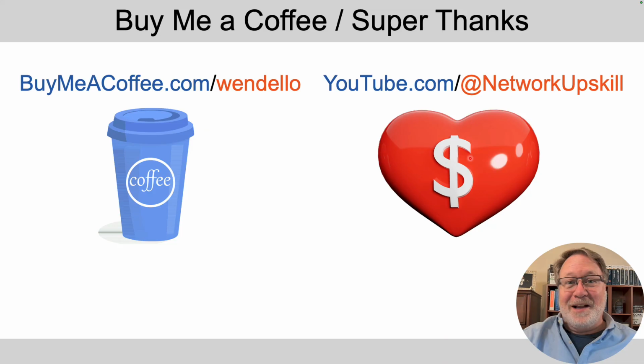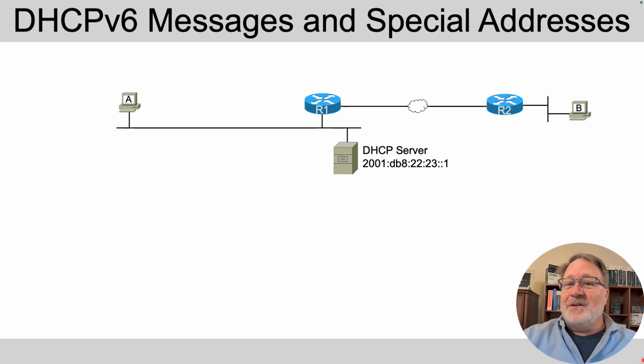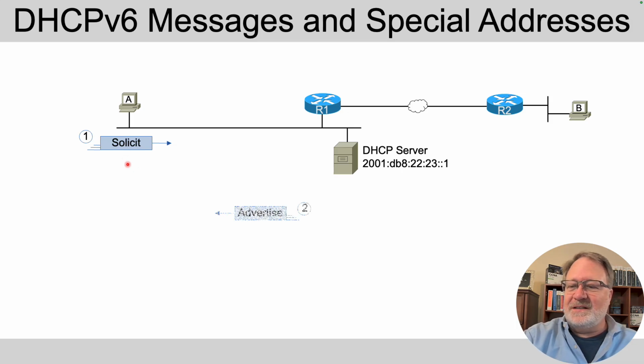All right, back to the video. In comparison, the big theme is identical, but the particulars vary a lot. First off, the messages themselves are different. The first two messages are solicit and advertise, but they have the same basic meaning in terms of what's wanting to be accomplished. And let's just say the DHCP version 6 server is on the same subnet as our client A in this case. So there's no need for a relay agent yet.